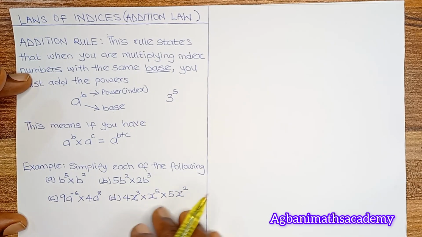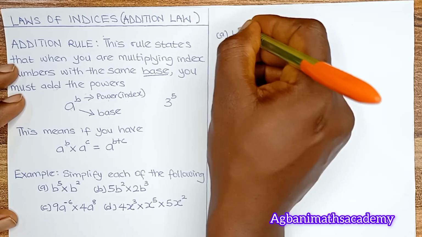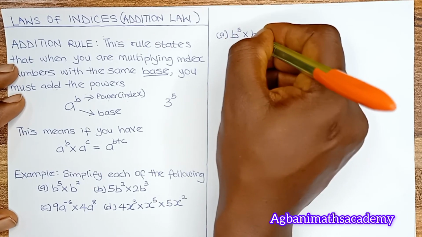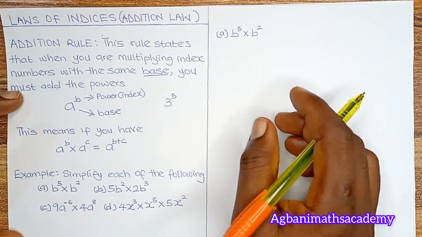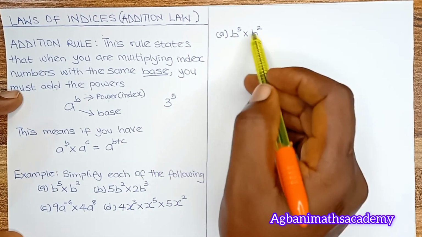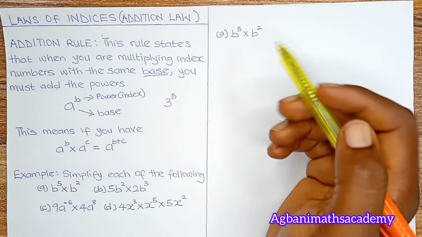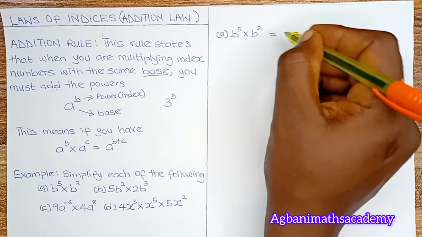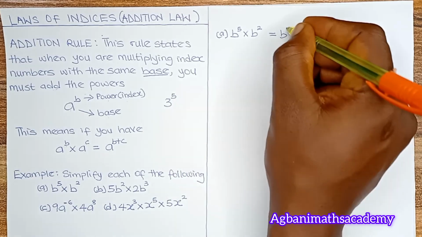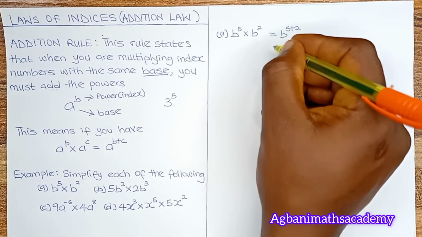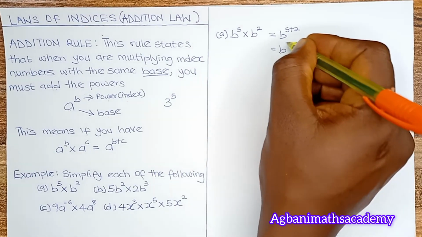So let's look at these examples. Let's look at A. We have B to the power of 5 multiplied by B to the power of 2. Applying this law of indices, we observe first that the bases are the same. The base here is B, the base here is B. So we simply pick one of the two B's, and then add the powers, 5 plus 2, which gives us 7. So we have B to the power of 7.